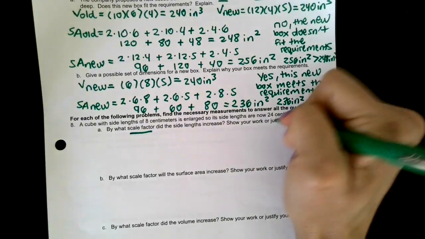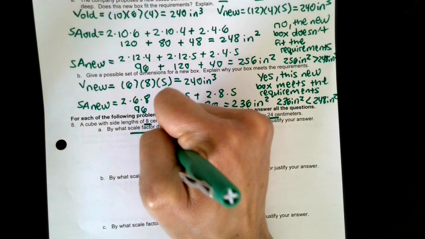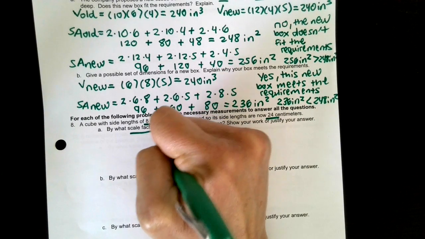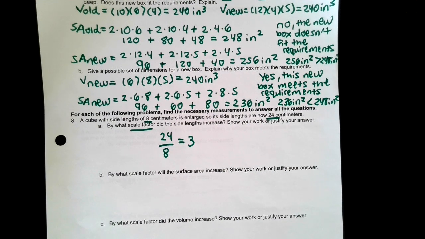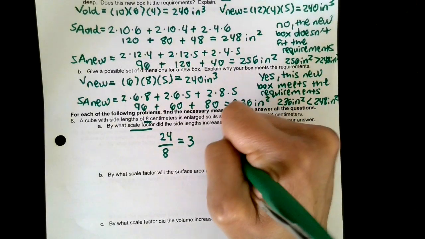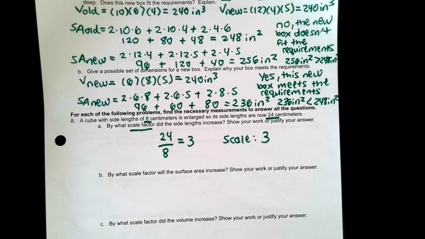So for scale factor, we're going to look at our given side lengths. We have a length of 24 centimeters and we have a length of 8 centimeters. If we were to look at that in simplest form, we would get a scale factor of 3. So that was our work, and our scale factor would be 3 for our side lengths.